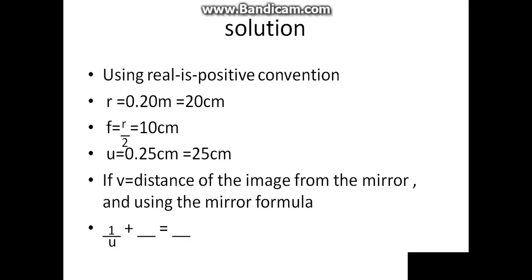If v is the distance of the image from the mirror, the mirror formula is 1 over object distance u plus 1 over image distance v is equal to 1 over focal length f. We now have 1 over our object distance, which is 25, plus 1 over image distance v, is equal to 1 over our focal length, which is 10. Collecting like terms, we have 1 over v is equal to 1 over 10 minus 1 over 25.